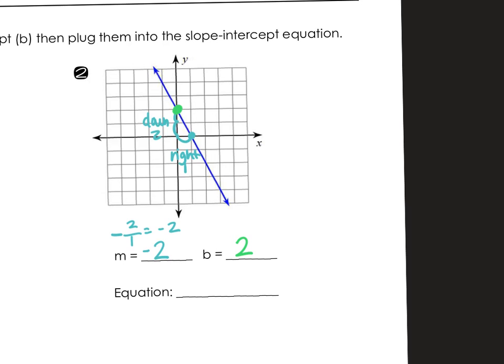Okay, so just take a quick minute and try to plug these into the equation. Make sure you understand how to do that part. Okay, hopefully you are checking your answer. So you should have y equals -2x plus 2.